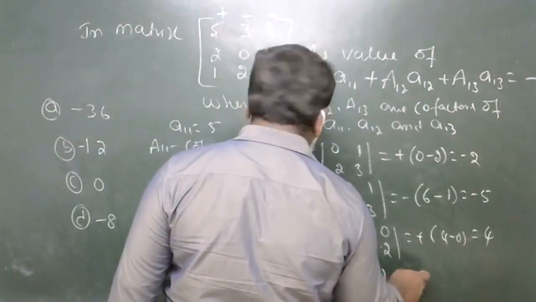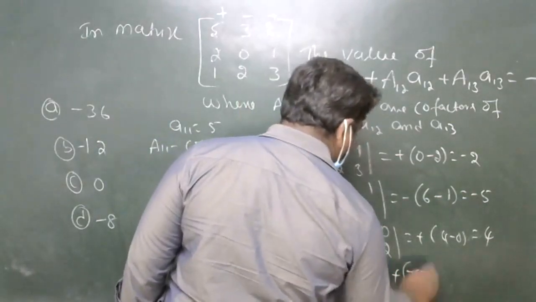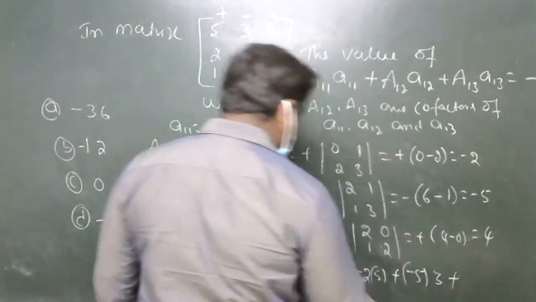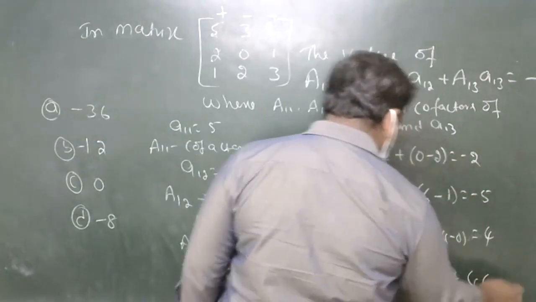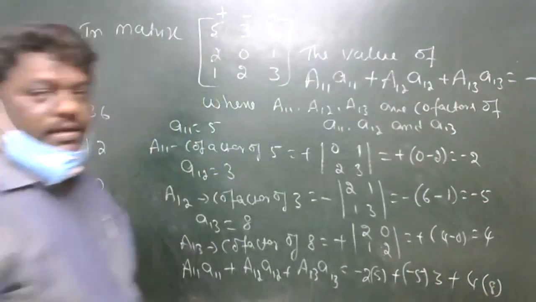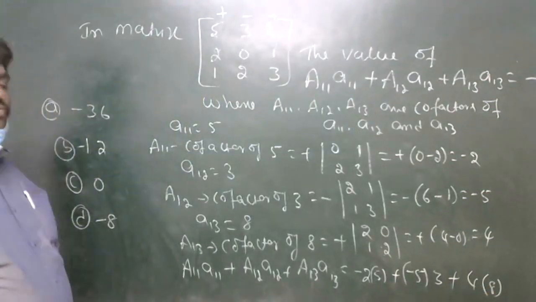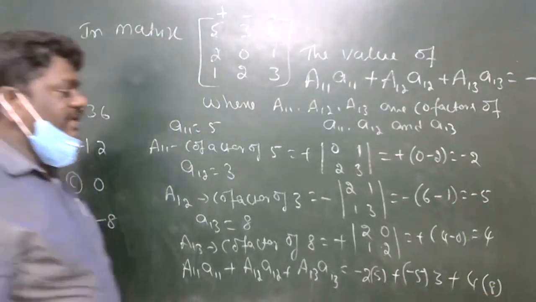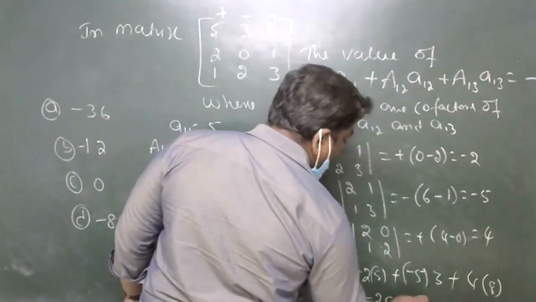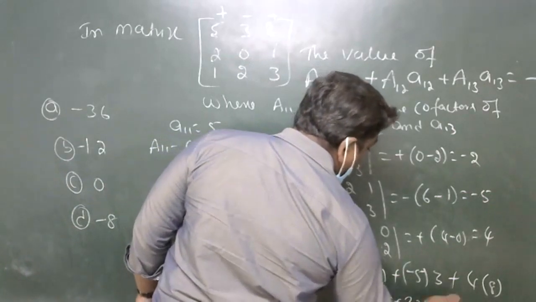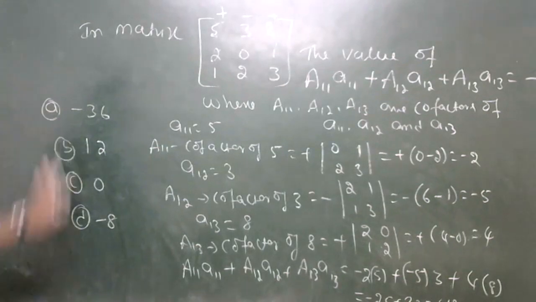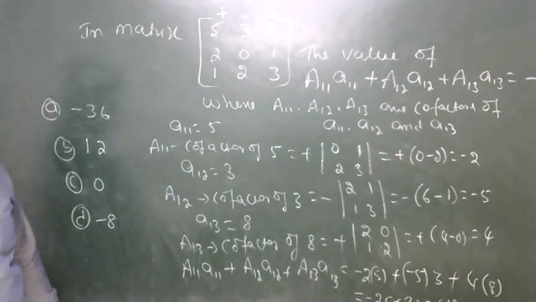Plus a12 is minus 5 of a12 is 3, plus a13 is 4 of 8. You are going to get, so 2 5s are minus 10, minus 15, you are going to get minus 25, plus 32, plus 12 is the answer, plus 7.